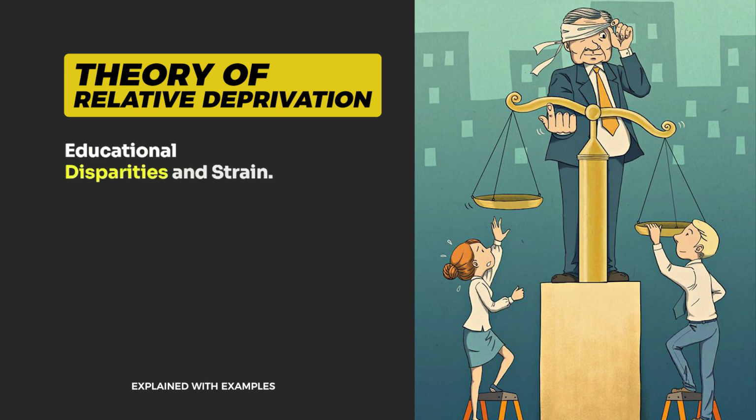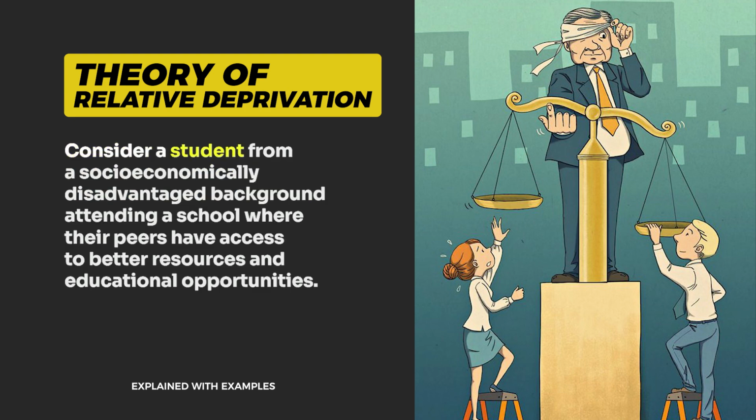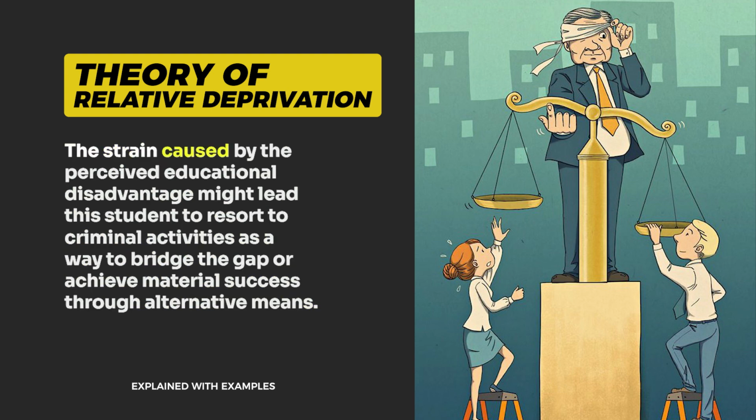Example: educational disparities and strain. Consider a student from a socioeconomically disadvantaged background attending a school where their peers have access to better resources and educational opportunities. The strain caused by the perceived educational disadvantage might lead this student to resort to criminal activities as a way to bridge the gap or achieve material success through alternative means.